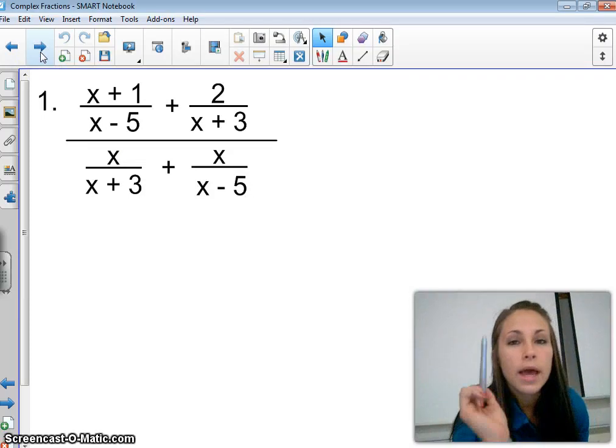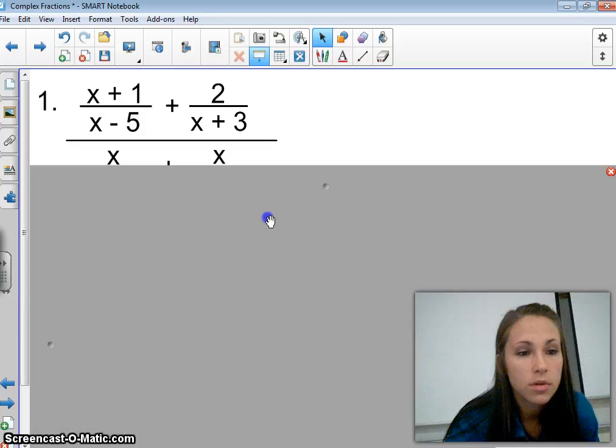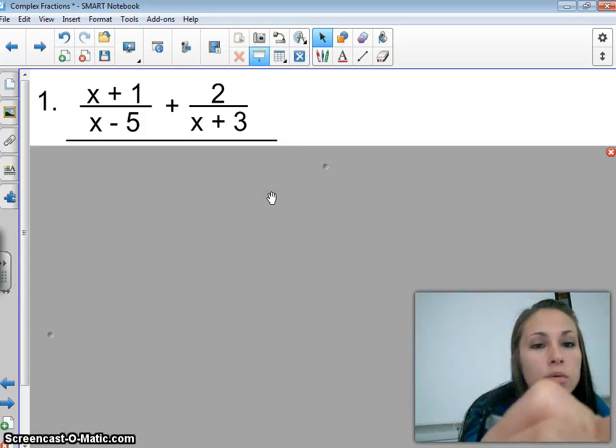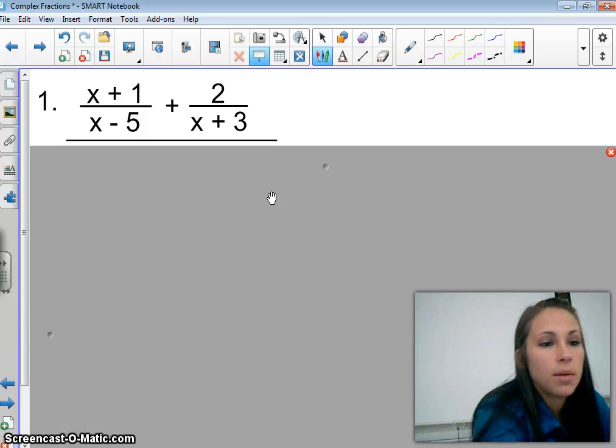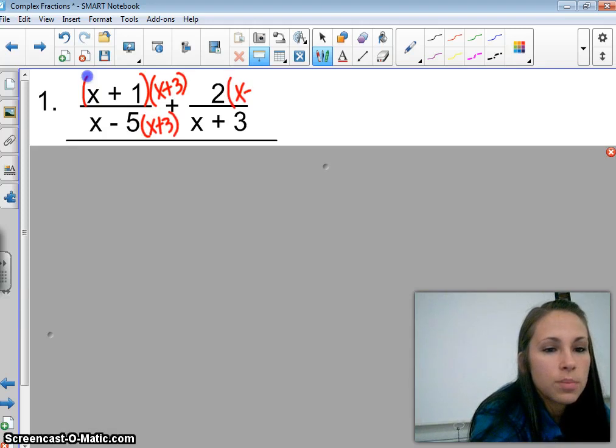I want to get a common denominator in the top first. It's almost like I'm just going to think about that top piece and treat it as just one problem right now. In order to get a common denominator in the top, I'm going to multiply the first fraction by x plus 3, and use an x plus 3 in the bottom, and the second fraction by an x minus 5.